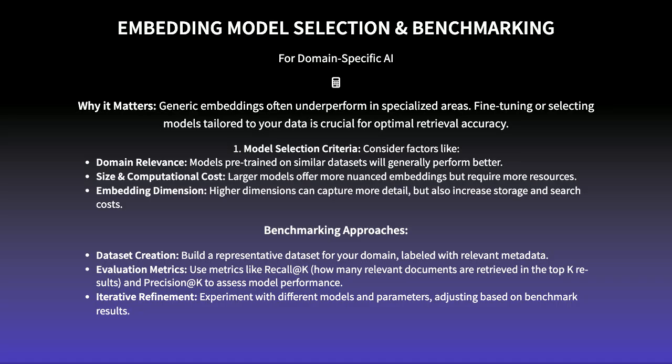We want to look at things like how relevant the model is to your domain, its size. Bigger models can be more accurate, but also require more computing power, and even the dimension of the embeddings themselves. Then we need a solid way to test them out, which often involves creating a data set that reflects your specific needs.